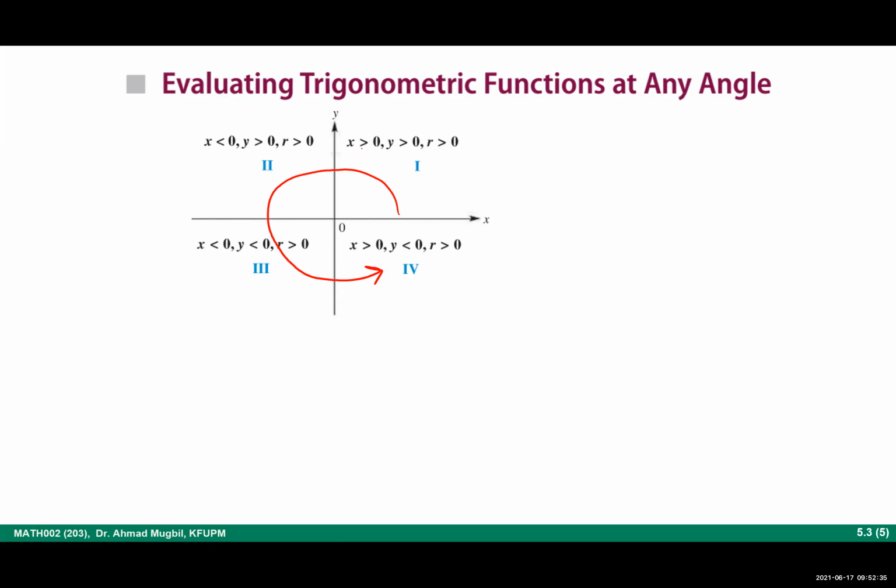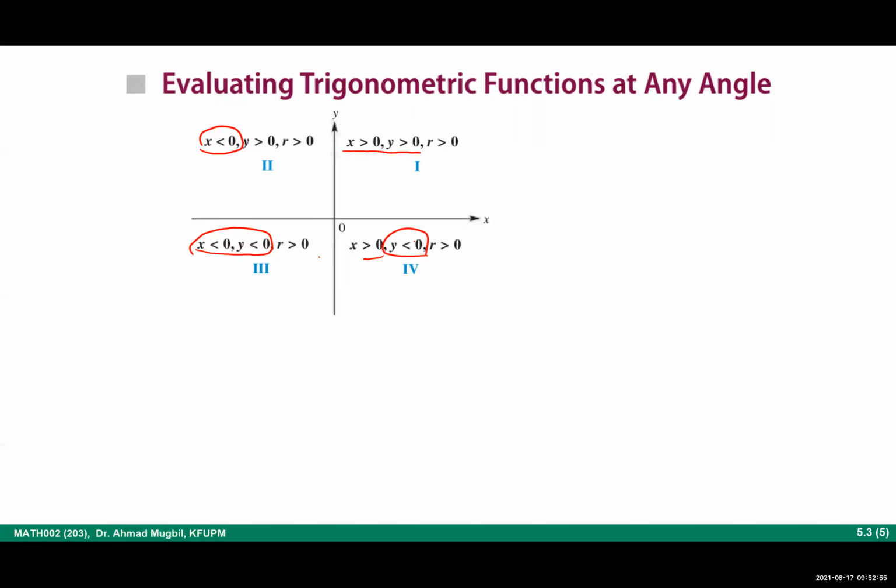Now, in the first quadrant, X and Y both are positive. As for R, R is always positive, no problem at all. This is not an issue. Now, in the first quadrant, X and Y are positive. In the second, what is negative? X. In the third, they are both negative. In the fourth, Y is negative. Okay?